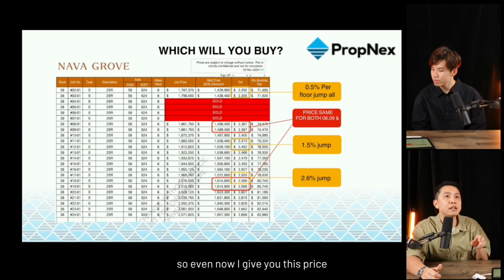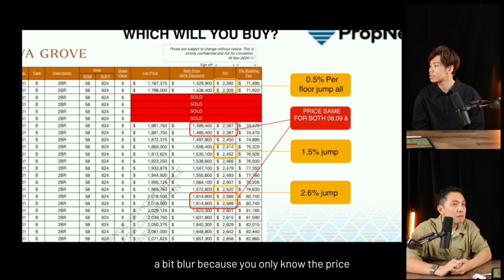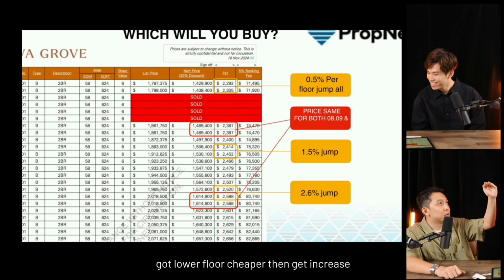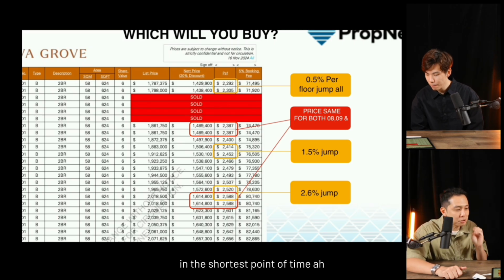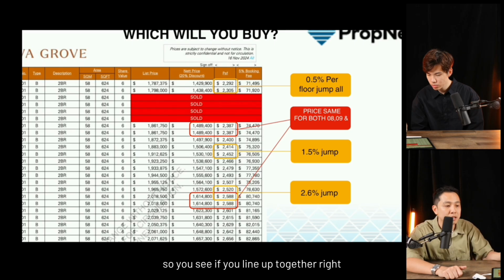So even now I give you this price, Dylan. You see like that. Which one will you buy? Just based like that, a bit blur. A bit blur because you only know the price for lower floor cheaper, then it increases. In the shortest point of time, you can't. It's very blur. So you see, if you compare like that together, you will see a problem.